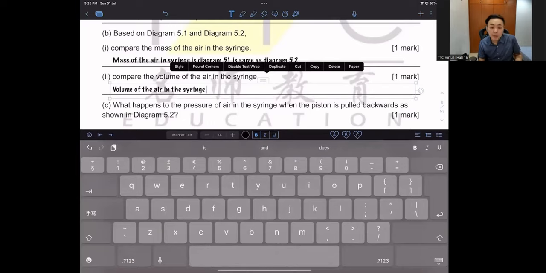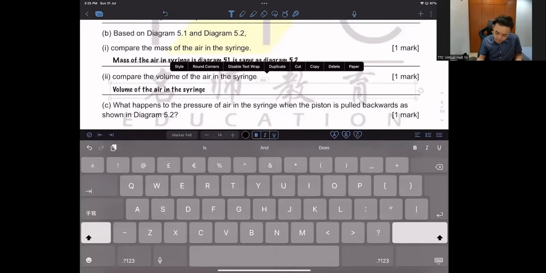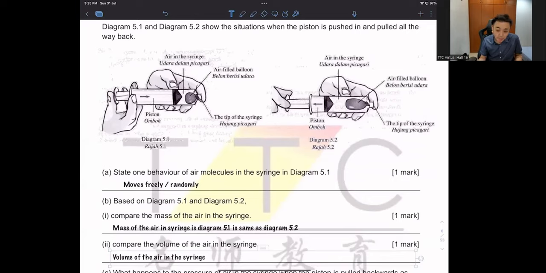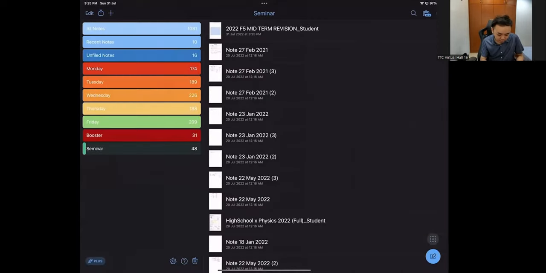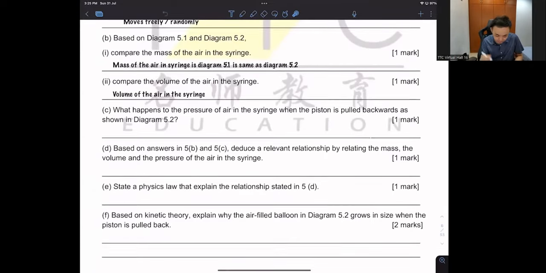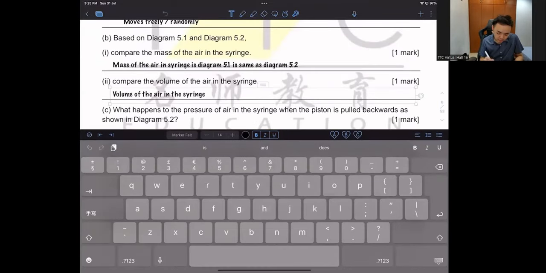Volume of air in syringe. Which one is more? Just now I said already, which one more? 5.1 or 5.2? You look at this, not the back part. This one is the piston. Yes, 5.2 is more. In diagram 5.2, the volume is greater, larger also can, than diagram 5.1.